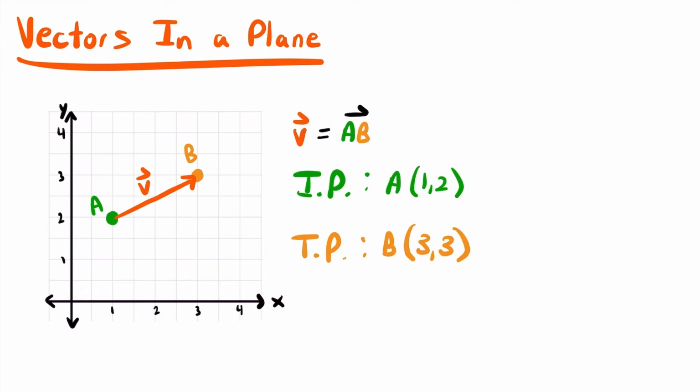Okay, so now we know where this vector begins and ends, but now something else that we might want to know about this vector is its magnitude, right? What is the magnitude or the length of this vector?